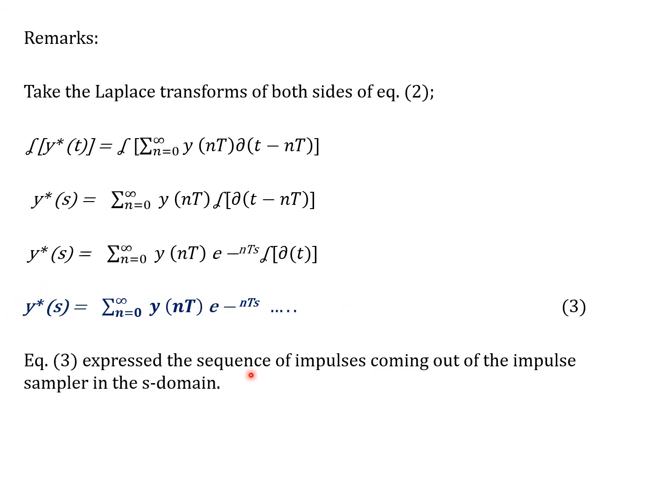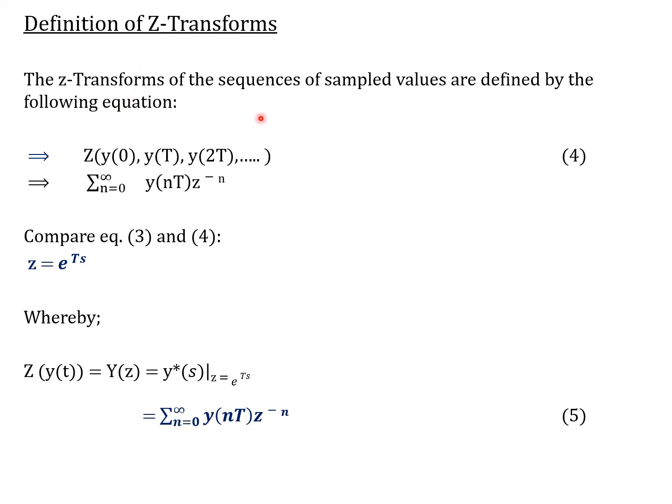So this represents the sequence of impulses coming out of the impulse sampling in the s domain. But in discrete time we don't work in the s domain, we work in the z domain, which is defined by this term here, summation y(nT) z to the minus n, where T is the sampling time. So when we compare equations 3 and 4, what we can say is that the z transformation variable is equivalent to e to the Ts, where T is the sampling time and s is the transformation variable. This is the relationship between the s domain and the z domain.